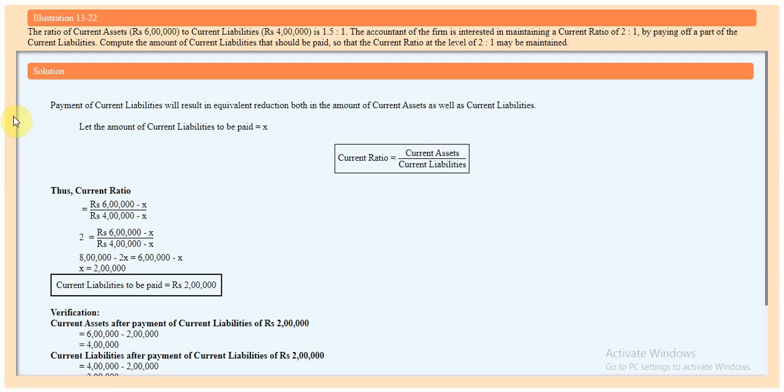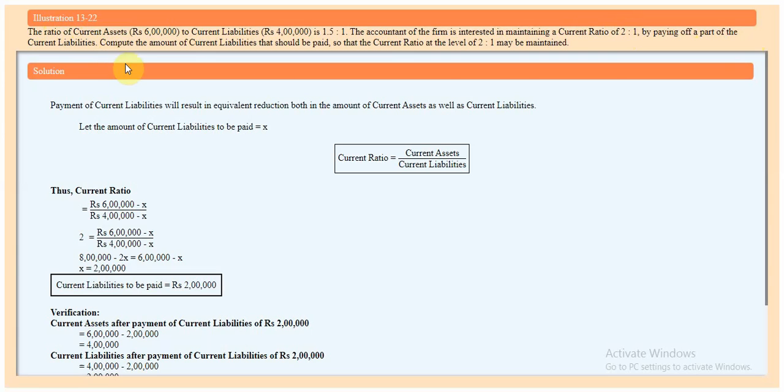In the next question, which is 13.22, the ratio of current assets, they have given the amount of current assets itself. Rupees 6 lakh is the current assets and 4 lakh is the current liabilities, and they are telling that current ratio is 1.5 is to 1. The accountant of the firm is interested in maintaining a current ratio of 2 is to 1, by paying off a part of the current liabilities.